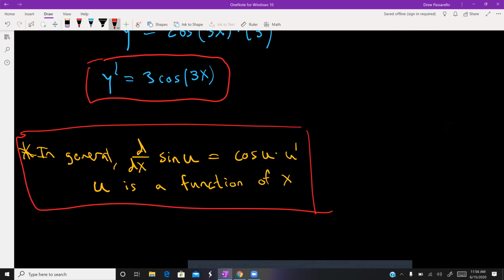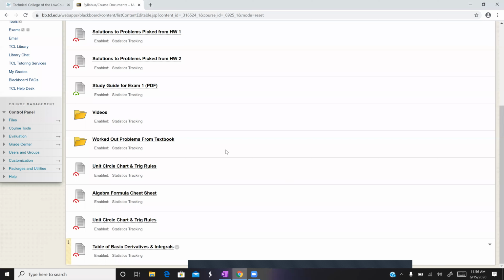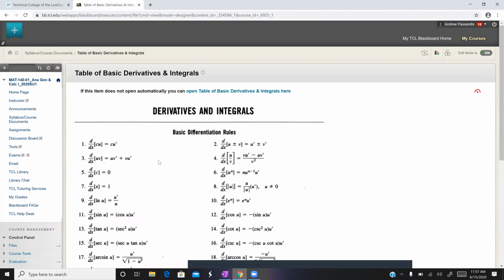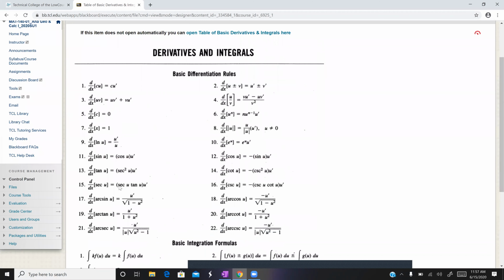Now I'm going to go to the table on Blackboard, this table of basic derivatives and integrals. And you'll notice that these derivatives have the letter u, so these are using the chain rule. So like right here, the derivative of sine of u is cosine u times u prime. That is why these have the letter u, because they're using direct application of the chain rule.